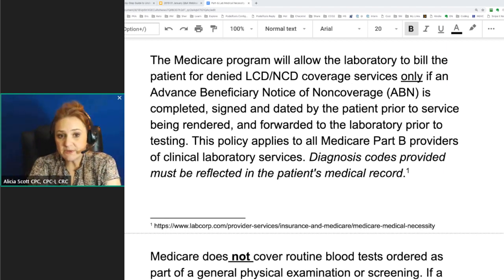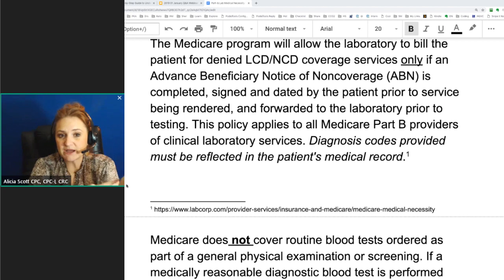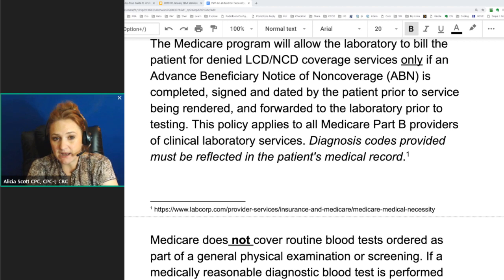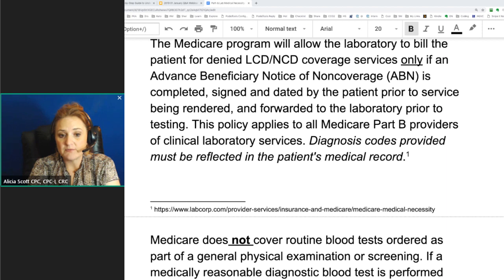So what does Medicare pay for? The policy applies, by the way, to all Medicare Part B providers. They have to have that ABN. But a diagnosis code provided must reflect in the patient's medical record. So let's go back to our guy that needs to have an HA1C done because he's diabetic and he has an upper respiratory infection, so the doctor wants to have this run. You have to be able to show in the medical record that the patient's diabetic. That's part of the documentation process.